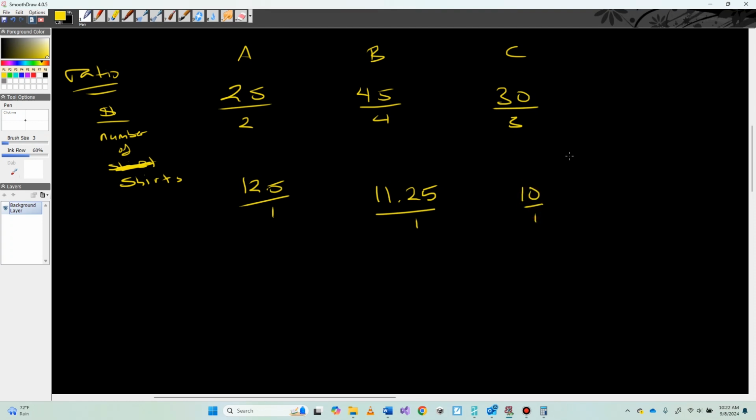Again, what did I do? Well, I divided 25 by 2, I divided 45 by 4, and I divided 30 by 3. I did that because I want the denominators to be all exactly the same. Remember, these are ratios.